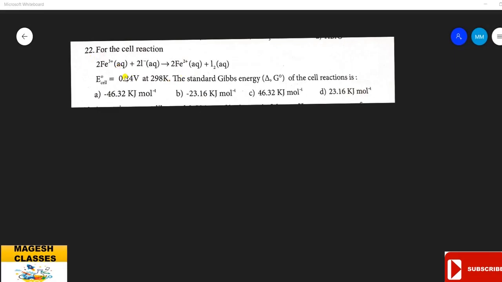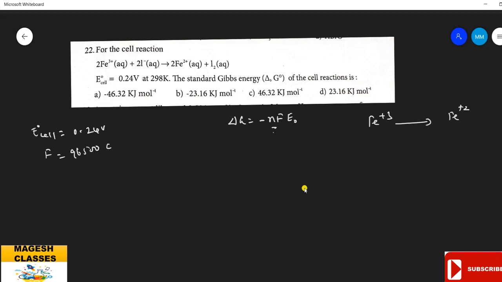Question number 22. For the cell reaction given, the E cell value is given at 298 Kelvin. The standard free energy of the cell reaction: standard free energy is calculated by using the formula del G is equal to minus nFE naught, E cell. Here the E value is given. E cell is equal to 0.24 volt, and Faraday, you know that F is equal to 96,500, and the unknown quantity is n. For the reaction, you write Fe3 plus is converted into Fe2 plus. With the 2 Fe3 plus ion and 2 Fe. For 1 Fe3 plus 1 electron, so the 2 electron is added. So it's a 2 electron process, hence n is equal to 2.